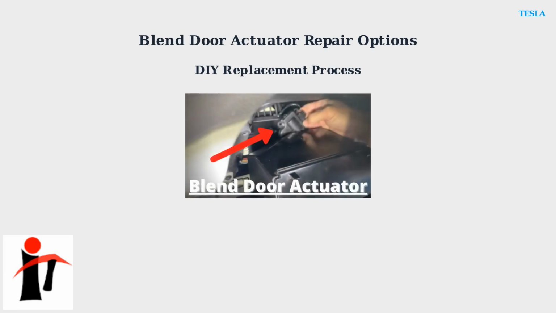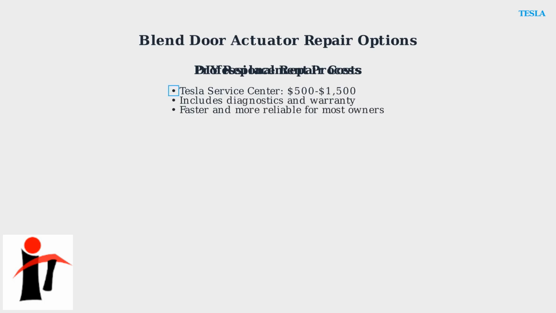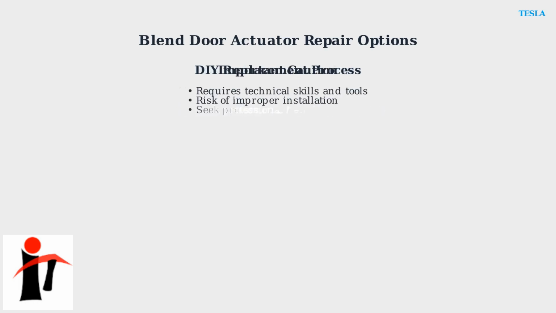The blend door actuator is a small electric motor that controls air temperature mixing. Here's what it looks like. This component is typically replaced during the repair process. For professional repair at a Tesla service center or authorized shop, expect costs ranging from $500 to $1,500 for actuator replacement and diagnostic work. However, DIY replacement requires technical skills and specialized tools. If you're not experienced with automotive electrical systems, the risk of further damage or improper installation is high. In such cases, professional help is strongly recommended.